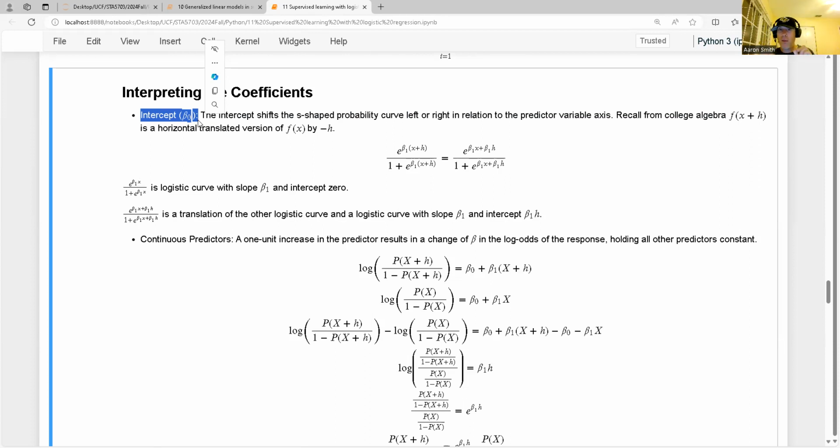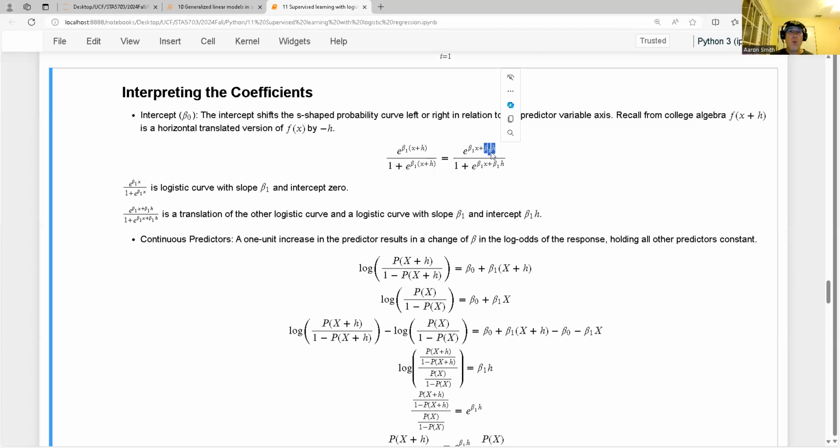Now, this is something I've never seen written down, but if you think about college algebra, it's pretty obvious. Recall from college algebra that f of x plus h, where the h is on the inside of the parentheses, is a horizontal translation of f by negative h. Notice it's in the opposite direction. I've got plus h, opposite direction, okay? And so if I took e to the beta x, and I replace x with x plus h, I see now I get this. Well, the intercept term right here is going to be my intercept, this beta 1 times h.